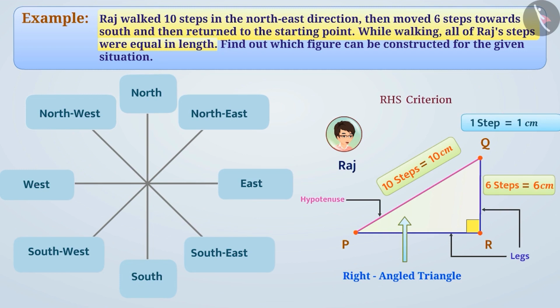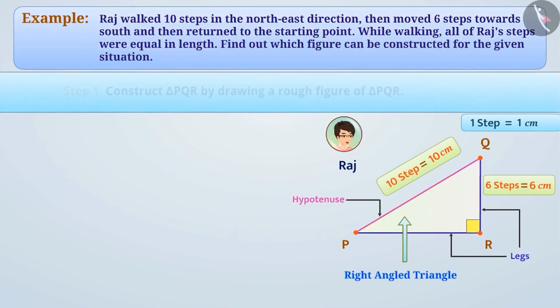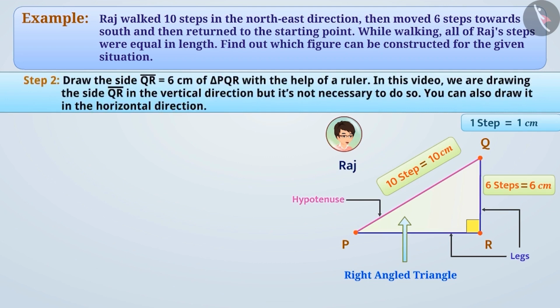So, let us construct the right-angled triangle PQR. Step 1. We have drawn a rough figure of triangle PQR already. Keeping this in view, we will construct triangle PQR. Step 2. Now, with the help of a ruler, we will draw the side QR of length 6 cm, the same measurement as in triangle PQR.